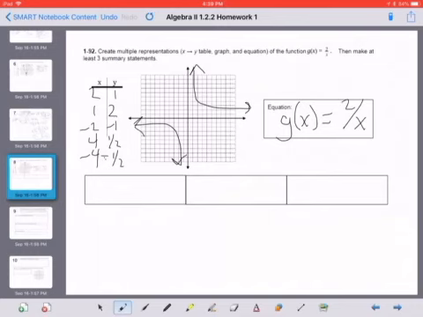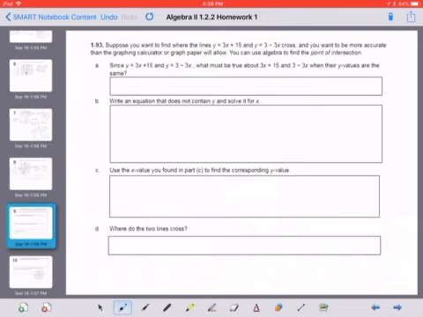So my summary statements could have been, it doesn't touch 0 in either graph. I could have said that my asymptotes are at x equals 0 and y equals 0. I could have said what the domain was. I could have said what the range was. So you need to make up 3 summary statements for that problem.